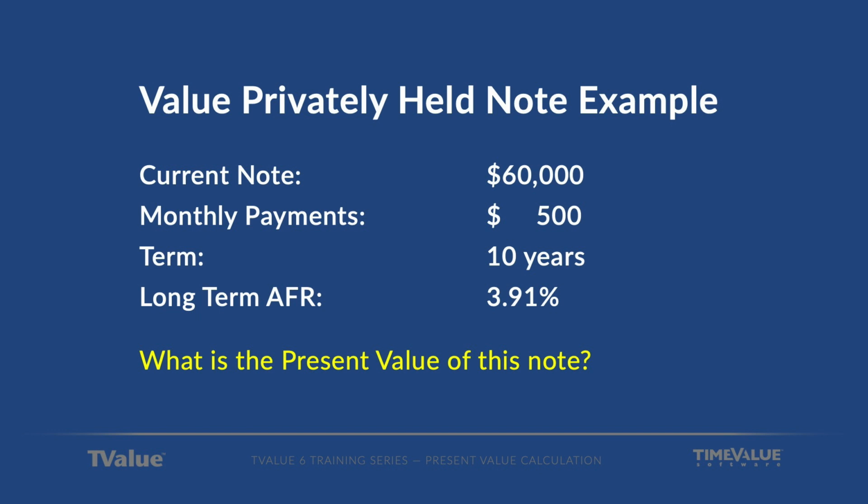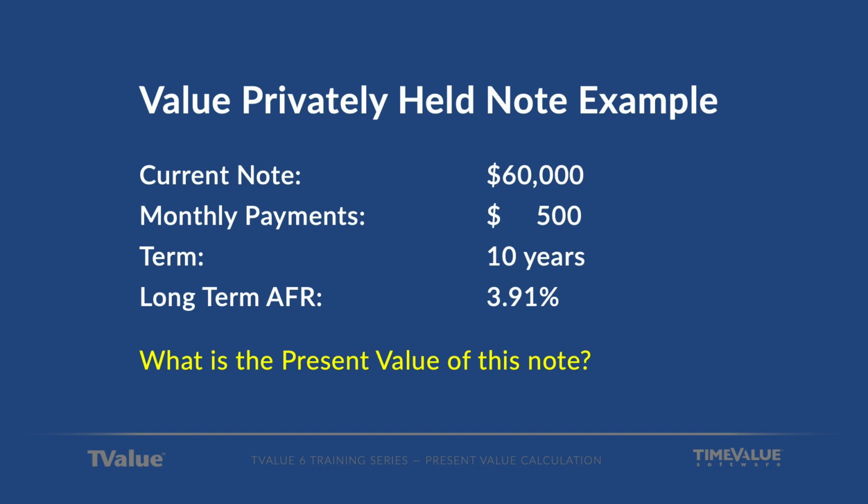Let's do another example of a present value calculation and value a privately held note. Let's say the current note is $60,000 and the payments are $500 per month and the term is 10 years. This would be a family note. And if you do the mathematics, that means that there is no interest on this note.